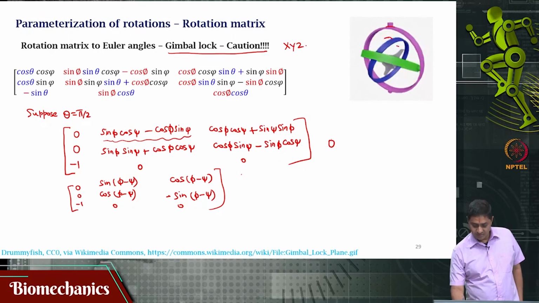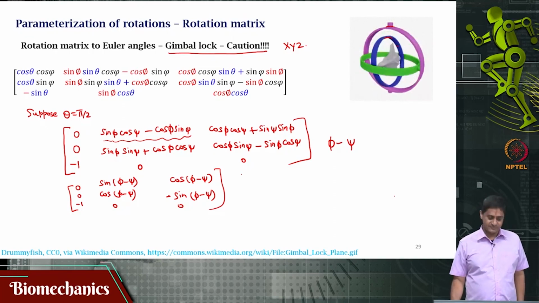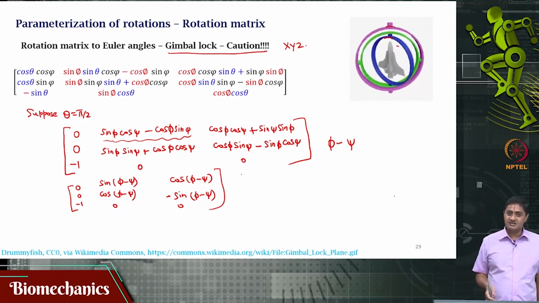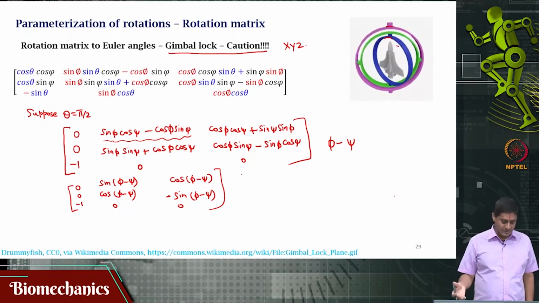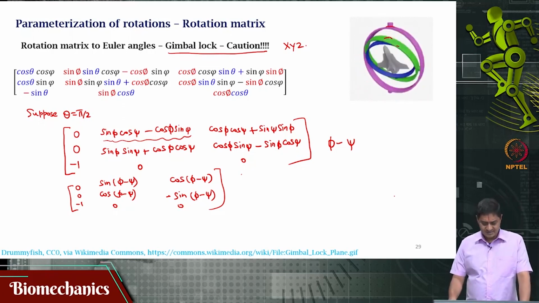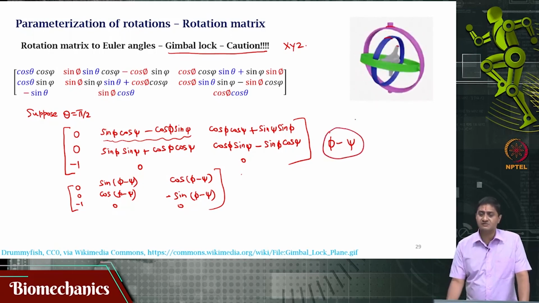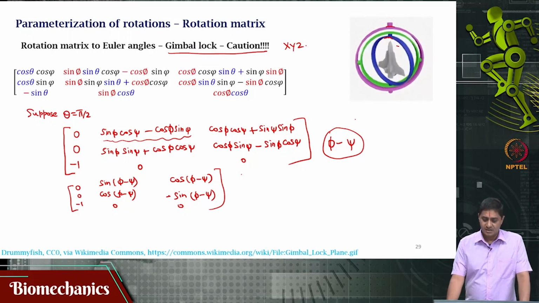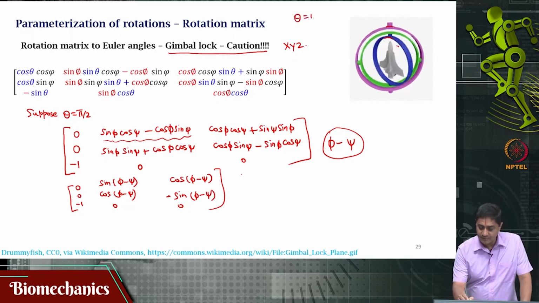One degree of freedom, it turns out, is this angle difference between phi and psi. The difference between these two angles is the only degree of freedom that appears to matter here. From this, what I am understanding is that there is a reduction in the number of degrees of freedom. Earlier I had 3 degrees of freedom, now it appears only this matters for describing this rotation. And remember, this happens only when theta equals pi by 2.